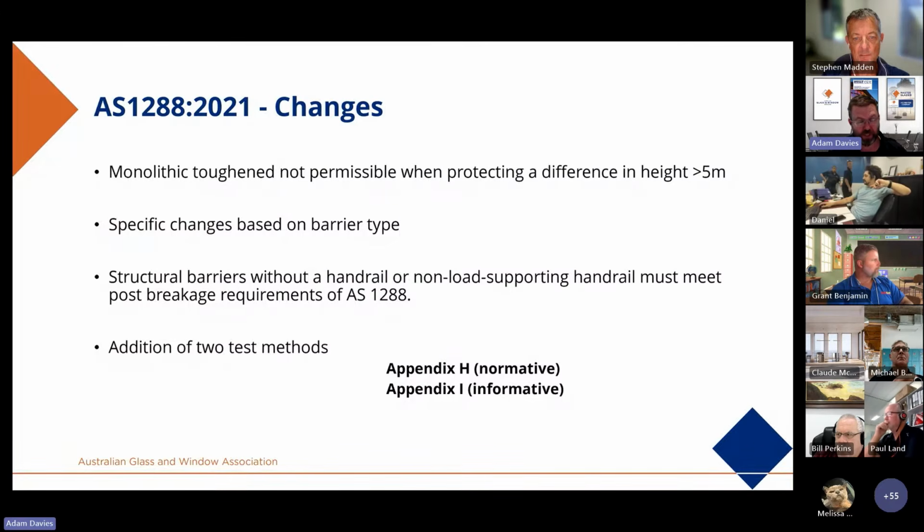So Appendix H is a test methodology that is a normative reference within 1288, and due to that, it's able to be used as a DTS compliance pathway as per the provisions of the NCC. We will talk about Appendix H and Appendix I in more detail as we get further along in the presentation.